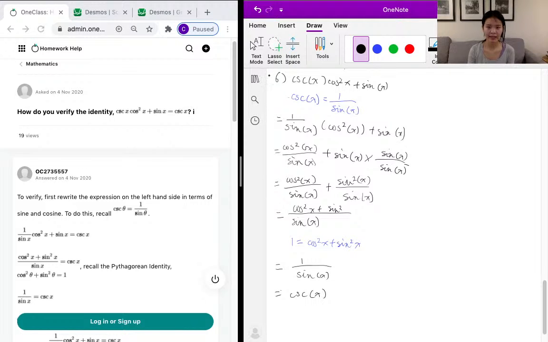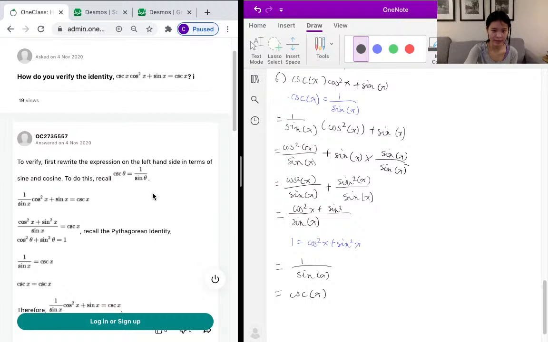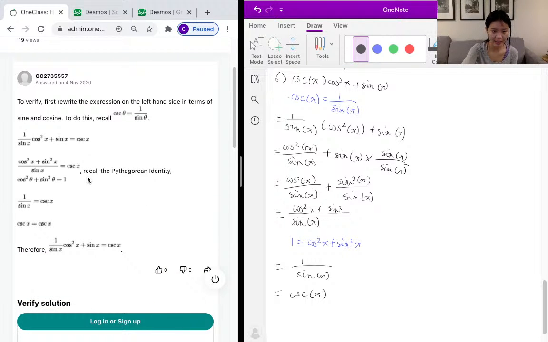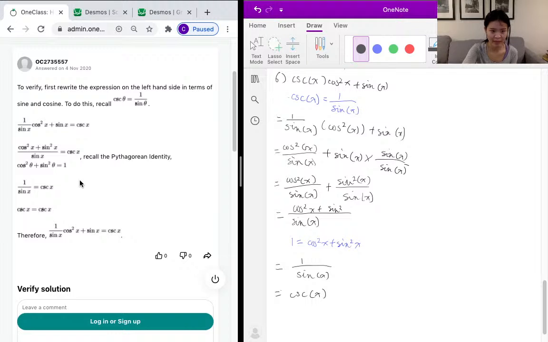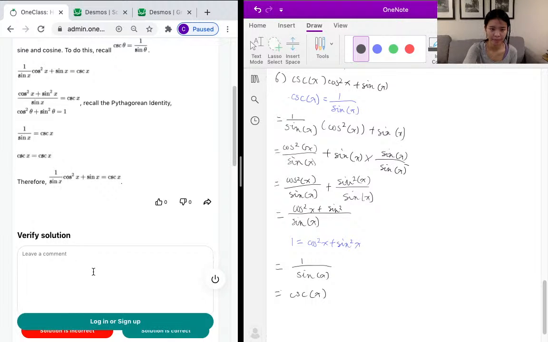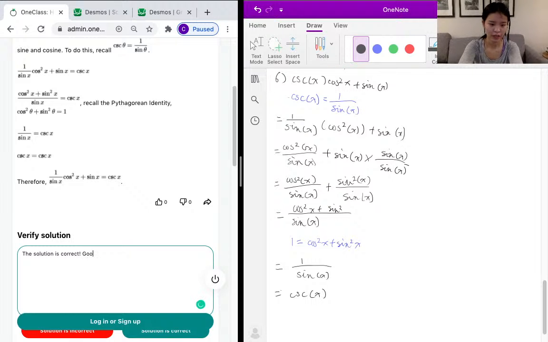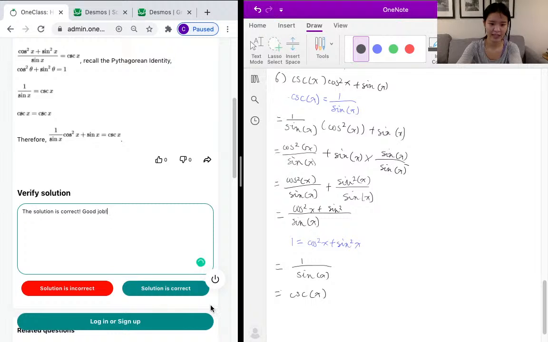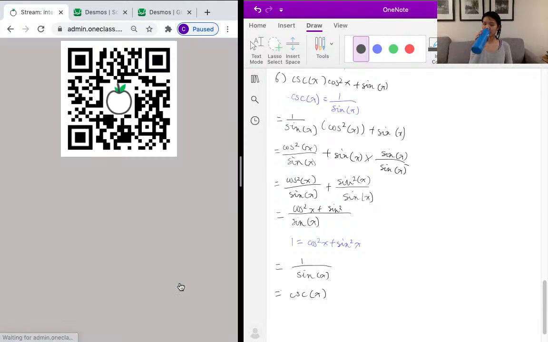Perfect. Now let's look at our sample solution over here. Yes, they use the same steps as we did. They didn't write out the steps in as much detail as we did, but that's just because I thought explaining in more detail should help. So yes, that's pretty good. So let's just say the solution is correct. Good job. Yay. The solution is correct.